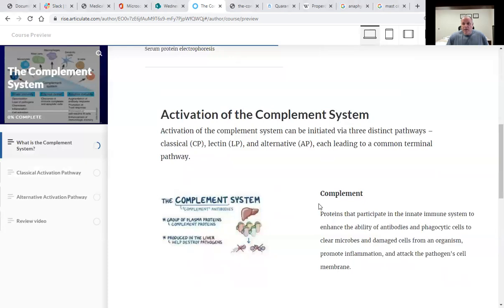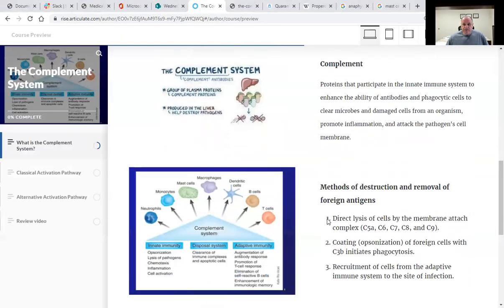The activation of complement can be initiated via 3 distinct pathways. There's a classical pathway, a lectin pathway, and an alternative pathway. Each of them ends up creating a membrane attack complex that is responsible for lysing cells.